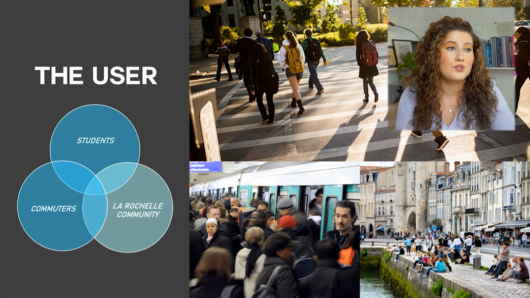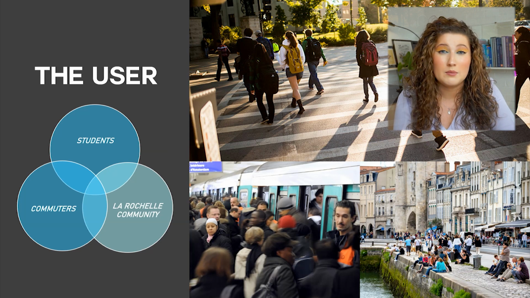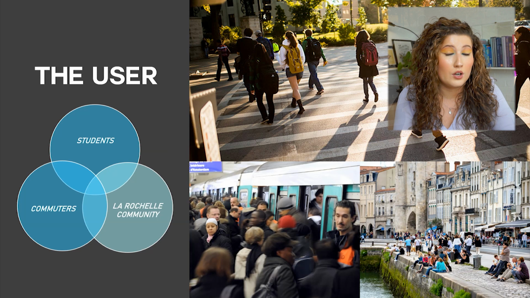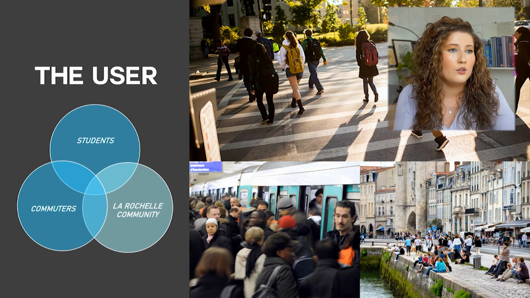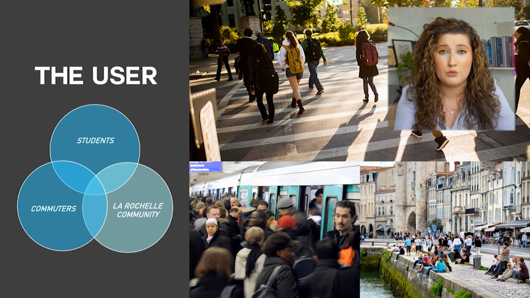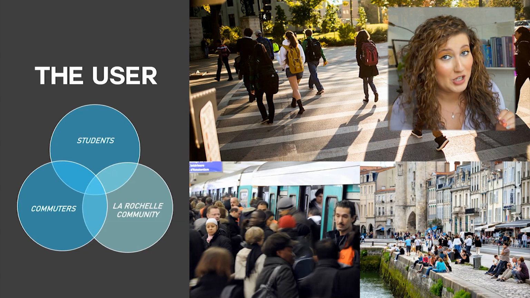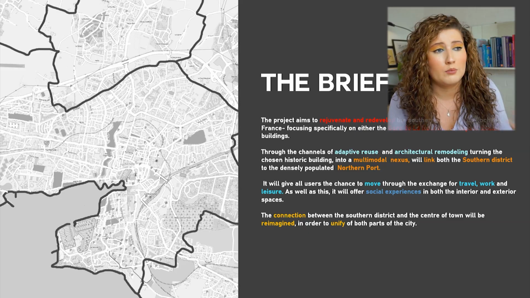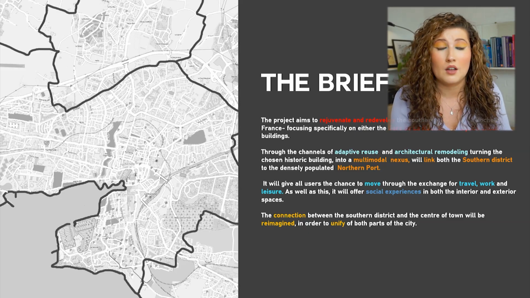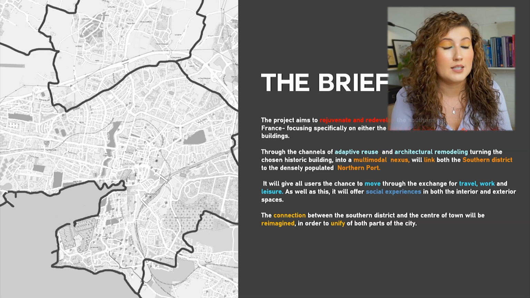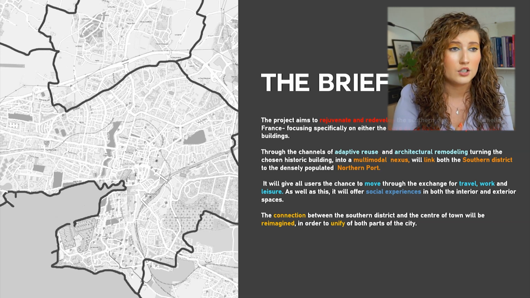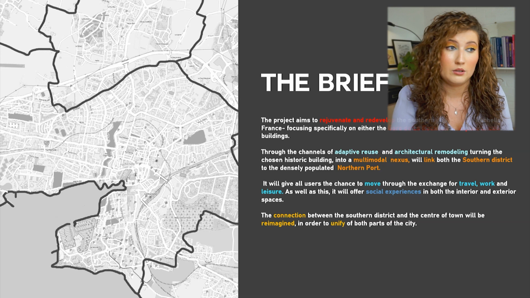So going on to users, the users were essentially going to be the student population within the city, the commuters, as it was going to be in a train station, and of course the local community who are in an older age bracket. And this was my initial brief. Emphasis on the word initial, okay, you'll find out in a bit, but the project aims to rejuvenate and develop the southern district in La Rochelle, focusing specifically on either the Gare de La Rochelle or the Espace Encamp buildings.